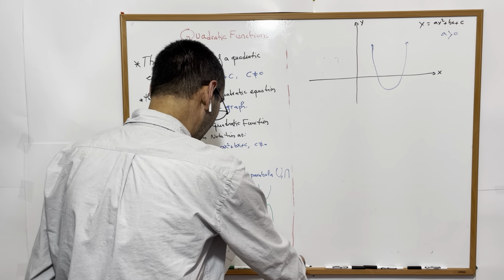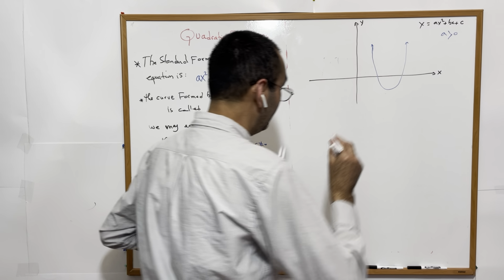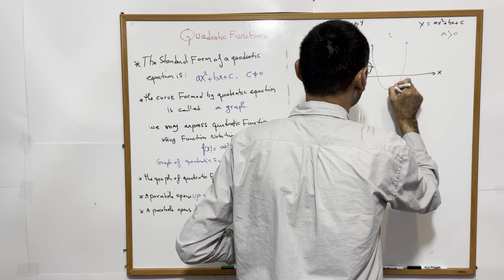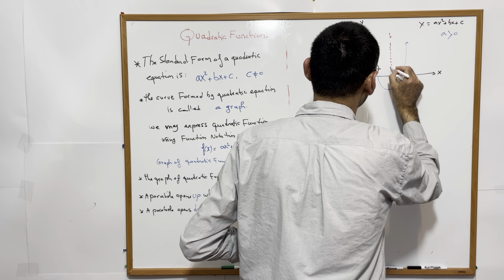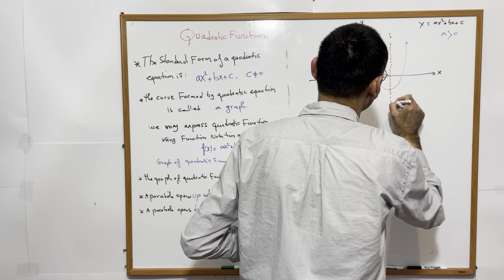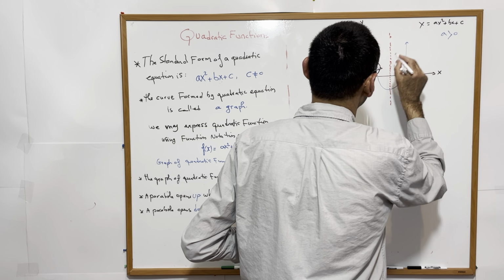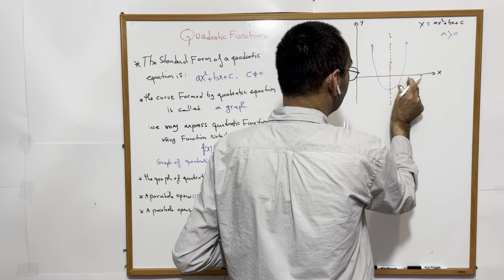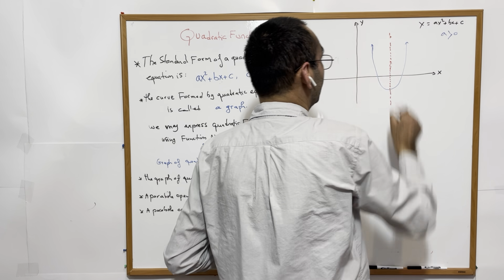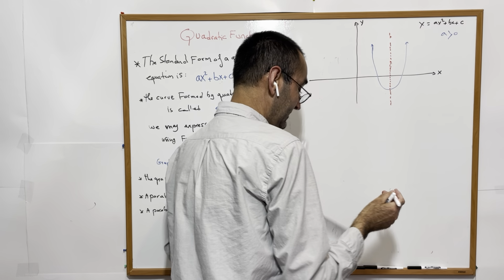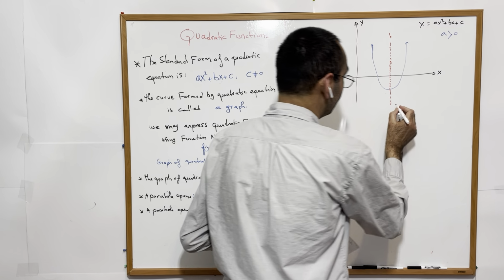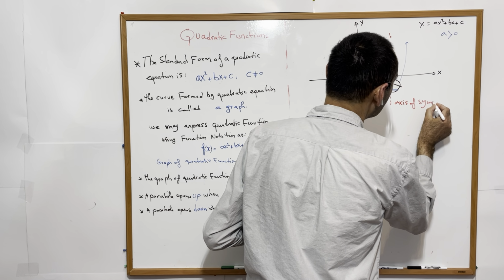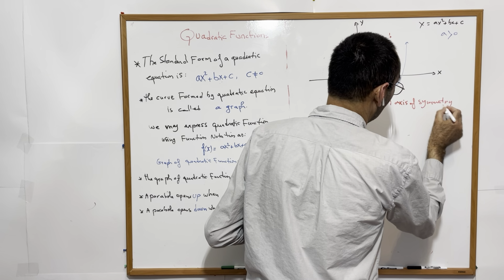And in this parabola we have a line of symmetry. This is the line of symmetry of the parabola. This side is symmetric to this side. If you have this side, we can get this side by symmetry about this line. That is the axis of symmetry, or line of symmetry.